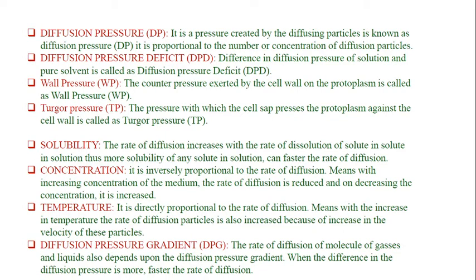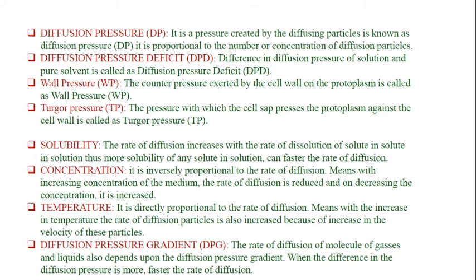Then such types of diffusion pressures are also affected by four different categories, the first being solubility. Solubility is nothing but the rate of dissolution of a solute in a solution. So more solubility of any solute in a solution can create a faster rate of diffusion. So solubility also plays an important role in the rate of diffusion. Then concentration. It is inversely proportional to the rate of diffusion, meaning with increasing concentration of the medium, the rate of diffusion is reduced, and with decreasing concentration, diffusion increases.